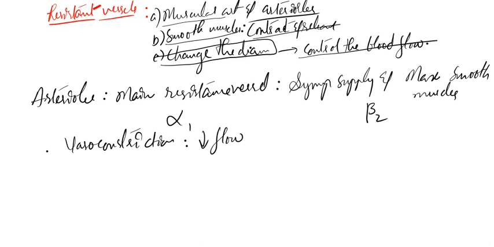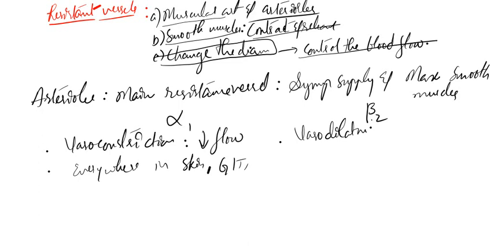Alpha 1 is present everywhere, in skin, GIT, kidney, muscle, etc. Now we come to beta 2. Beta 2 activation leads to vasodilation, thereby increasing the blood flow, and these are present only in a few sites, mainly muscles, sweat glands, uterus, etc.